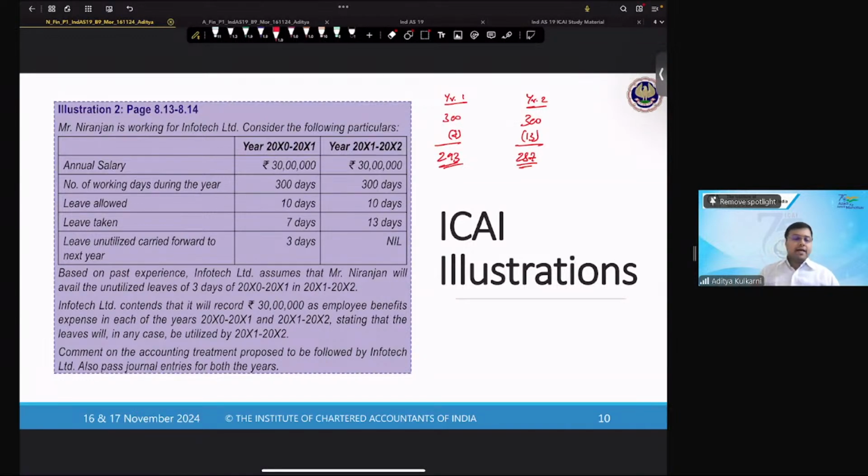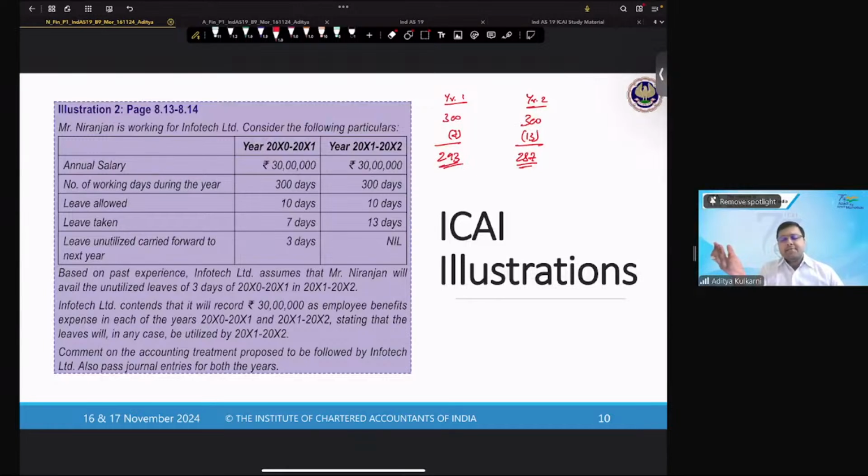Yes, I should be charging more cost in year 1. Yes or no, everyone? More cost in year 1. He has worked less in year 2, so I should be charging a lower cost in year 2. Look at the words which we are using. I'm talking about charging a higher cost in year 1, charging a lower cost in year 2. But tell me one thing, will the payment remain the same in both the years? The payment that must go to him, 30 lakh rupees, will it be the same in both the years? Very simple question. Yes, sir. It will be the same.